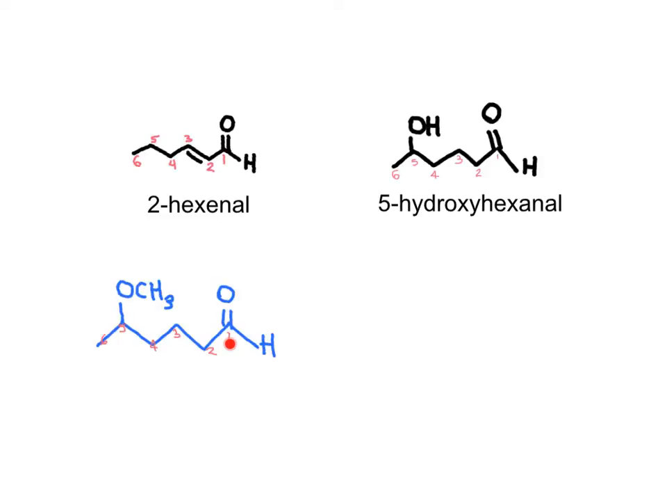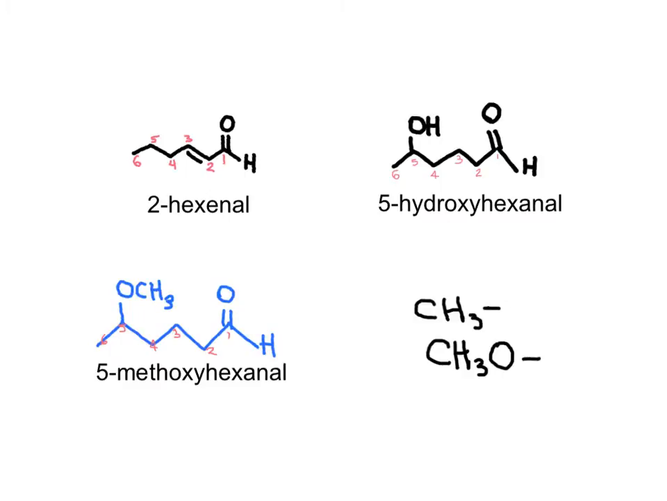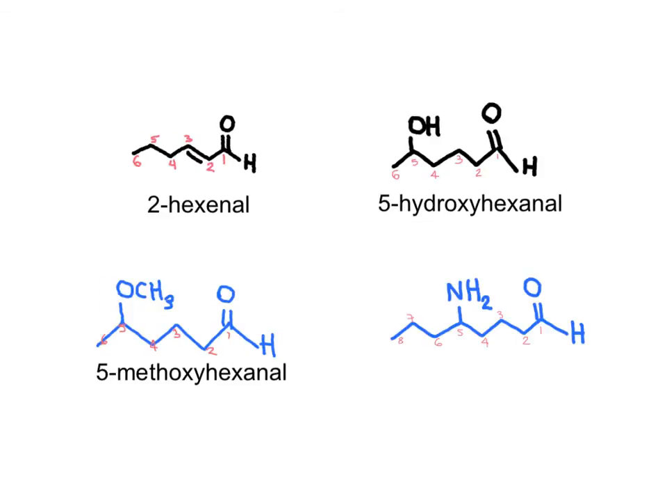This molecule contains an aldehyde group and also an ether group. The name of this substance is 5-methoxyhexanal. Recall that we formed the names of the alkyl substituents from the parent alkane. For example, from methane we name methyl. Now we need to include the oxygen from methyl, methoxy. So the name of the substance is 5-methoxyhexanal.